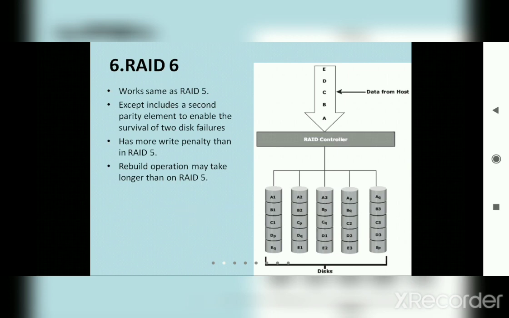Now we have two parities here. You can check: AP is there and AQ is there. Even when two disks fail, suppose the A3 disk and the AQ disk fail, we still have a parity, so we can recover the data of the disk from the third one. So this is how RAID 6 is more beneficial than RAID 5, and we are able to rebuild the data for a longer time. So this was the benefit.